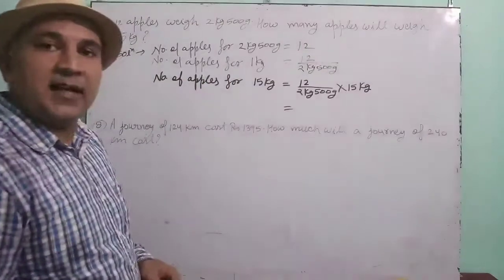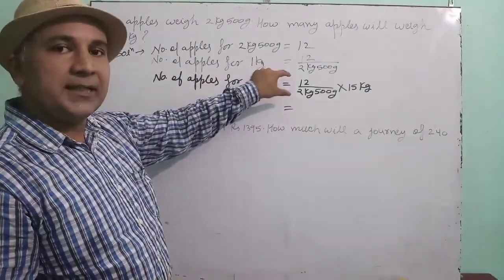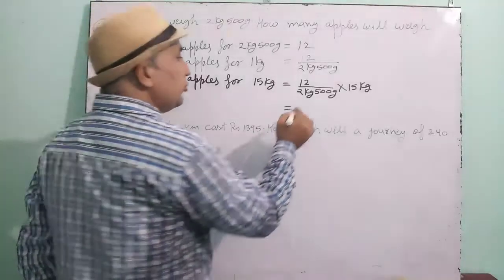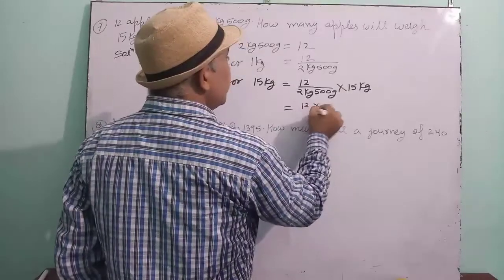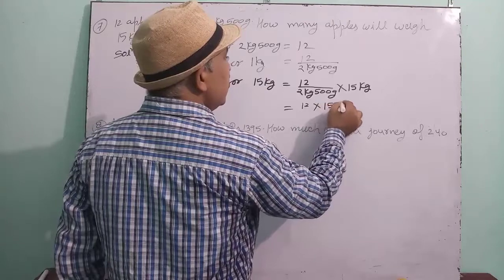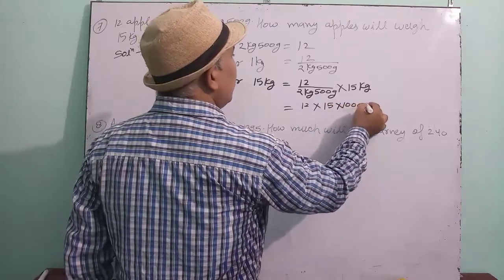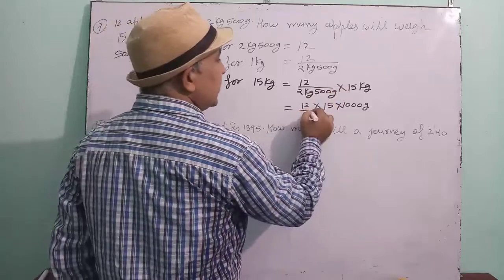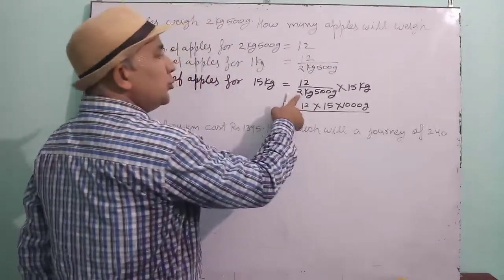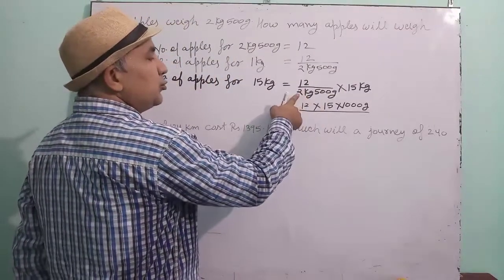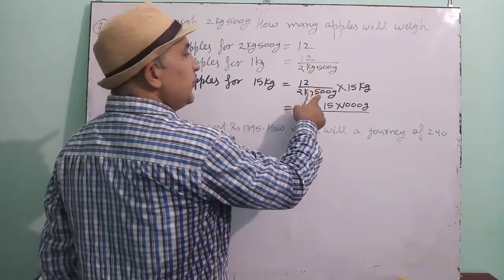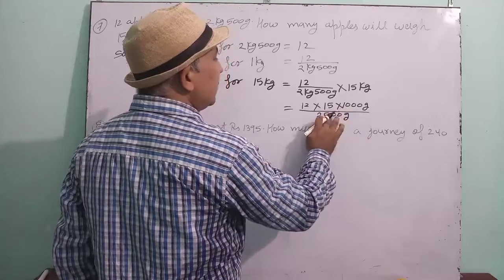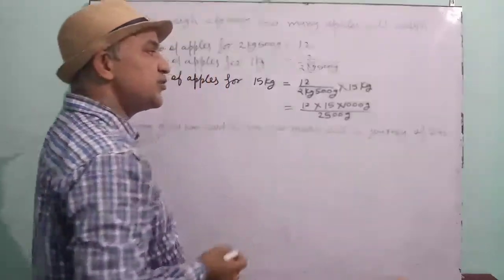Now you can see that before calculating it, make the units similar. And how will you make the units similar? See here, 15 kg means 15 into 1000 gram, because 1 kg is equal to 1000 gram, upon 2 kg 500 gram. 2 kg means 2000 plus 500, so 2500 gram. Is this understood?